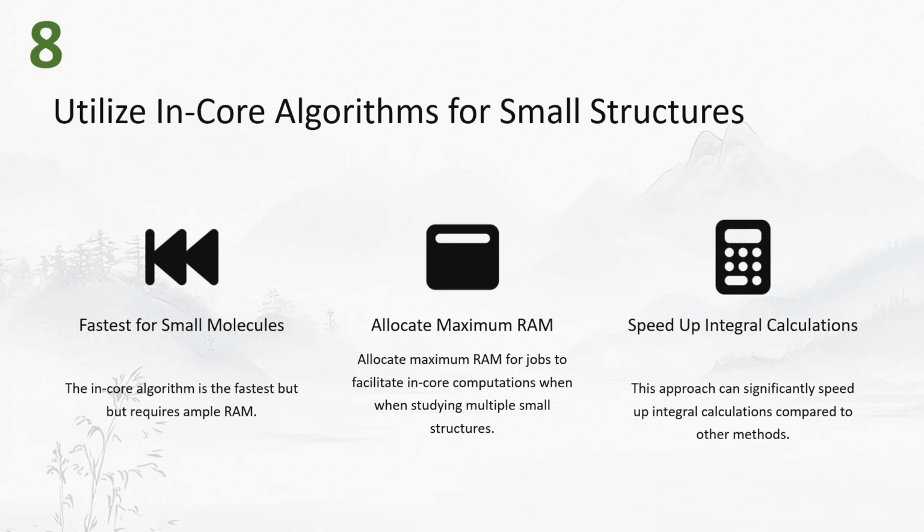The eighth one is utilize in-core algorithm for small structure. For small structure, use the in-core algorithm. Regarding hardware usage, DFT programs employ 3 strategies to solve two electron integrals: in-core, direct, and conventional. The names of these methods may vary depending on the software. The in-core strategy is the fastest.